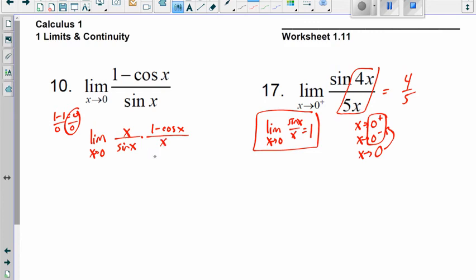This is what we're going to do. Split it up into two limits by multiplying by that extra piece: x over sine x and another limit of 1 minus cosine x over x. This first one was 1. The second one, if you remember, we haven't used it as much, was 0. So we end up with an answer of 0. That one was a little bit trickier, more than would be asked on a quiz or test. You should know the ratio idea on 17.